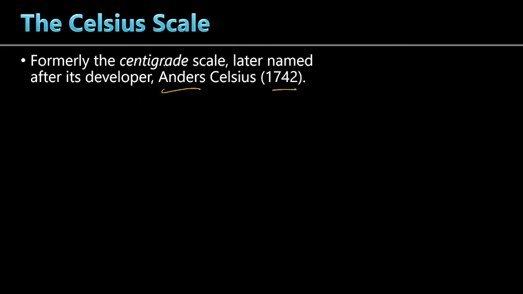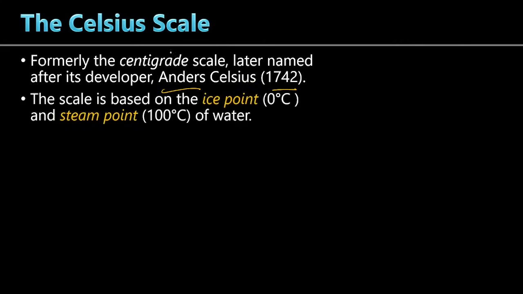Temperature scales are usually based on reference temperatures. In the case of the Celsius scale, there are two reference temperatures used. First is the ice point, or more popularly known as the freezing point of water, which is 0 degrees Celsius, as we all know, and the steam point or the boiling point of water, which is 100 degrees Celsius.